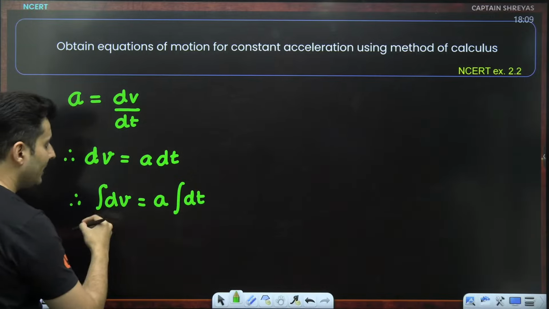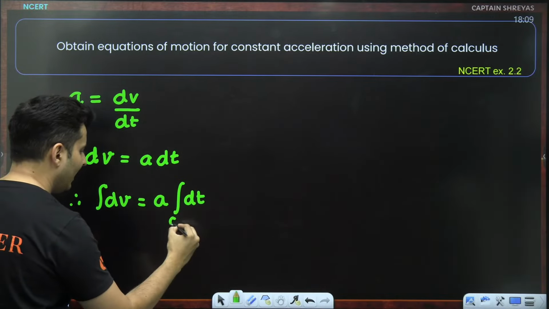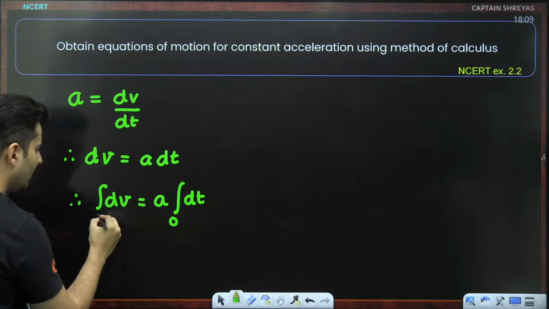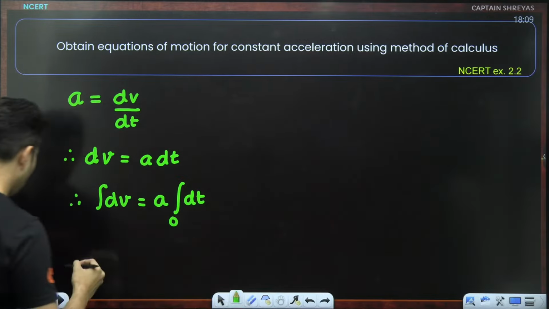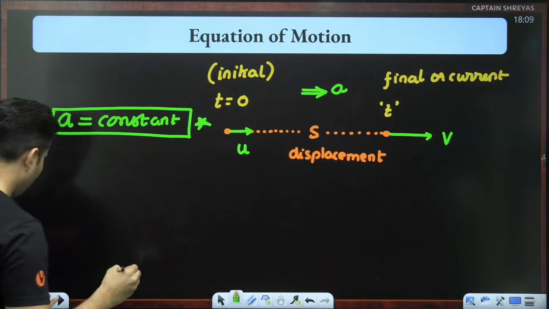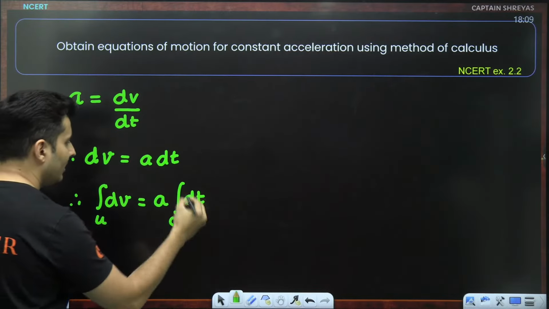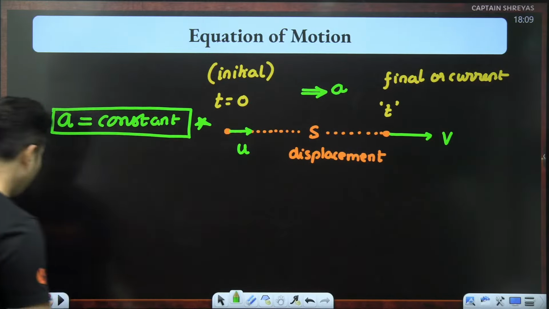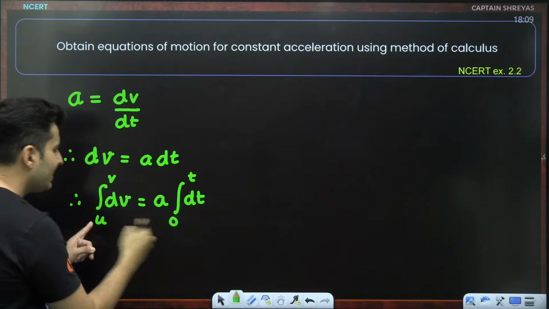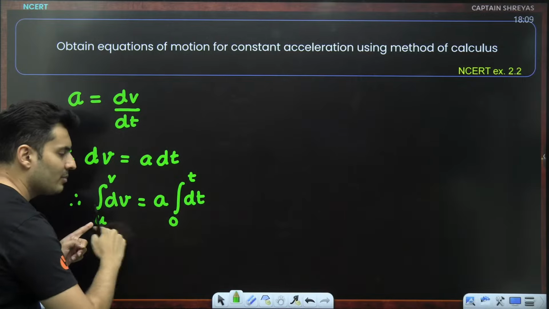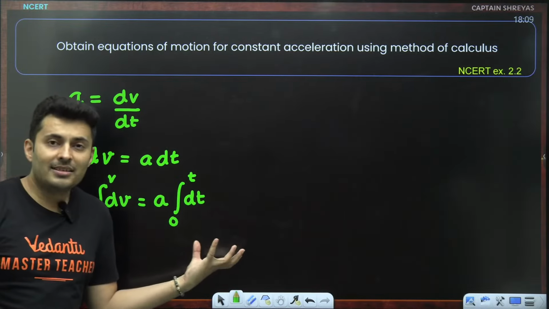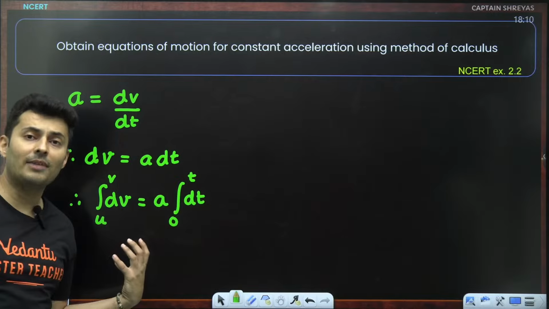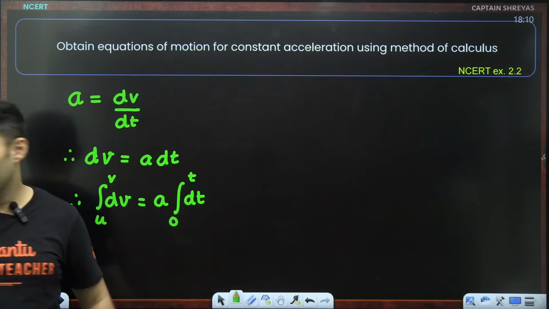When I do this integration, I'll do it with limits. When time is 0, the velocity is not 0. When time is 0, velocity is how much? It is u. And when the time is t, what is the velocity? It is basically v. So these limits are given in a corresponding manner. Meaning when this is happening on the right hand side, what is happening on the left hand side? You can't mix them up. That will be bad.